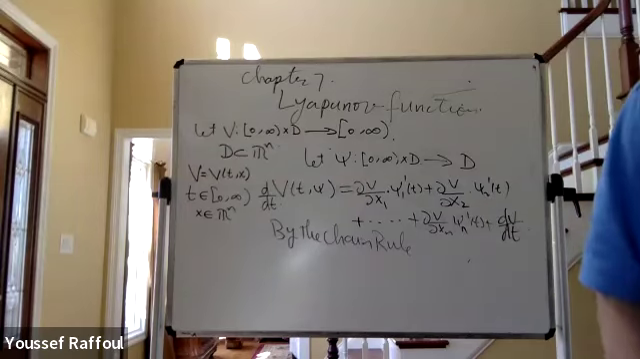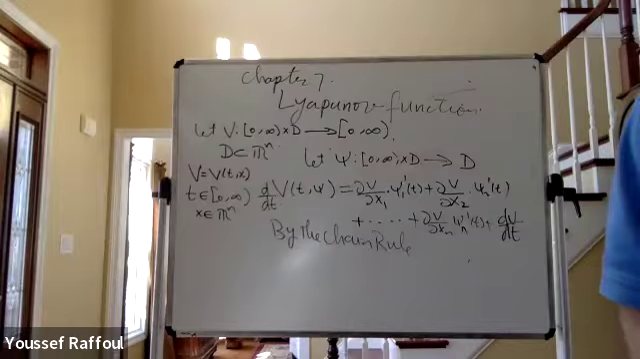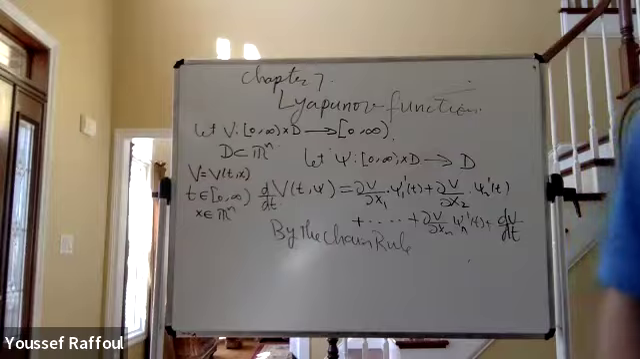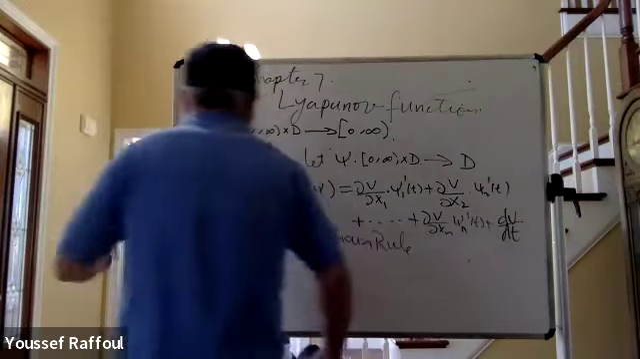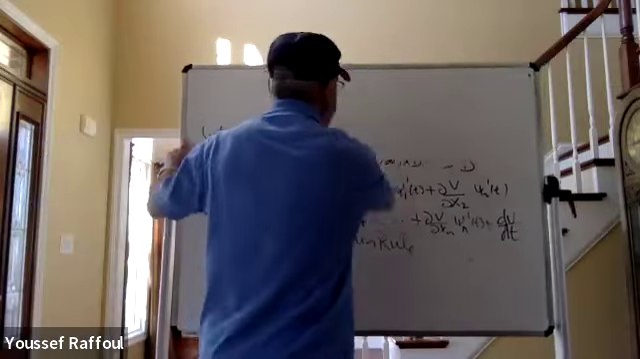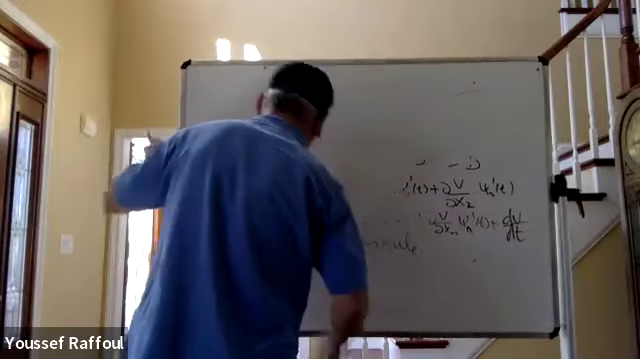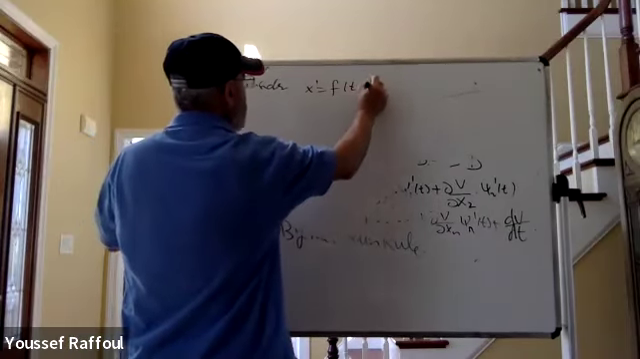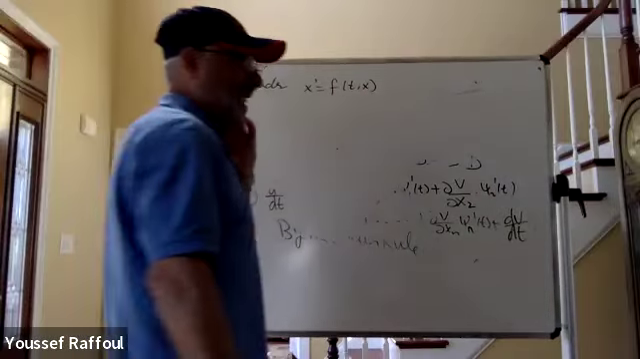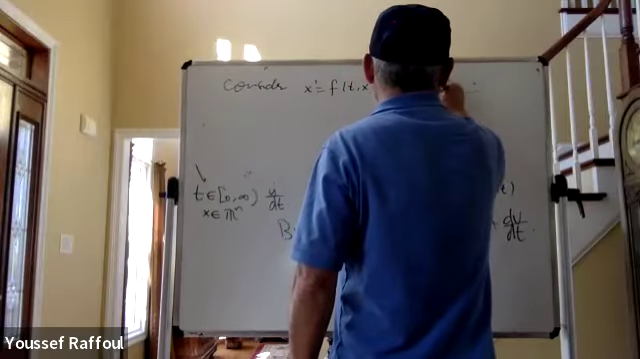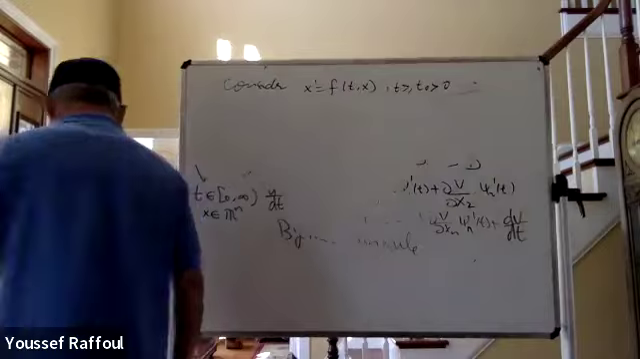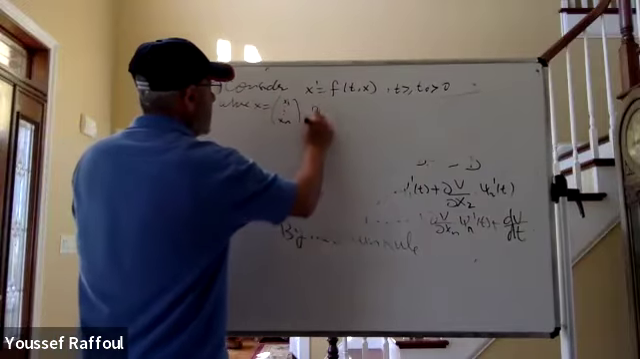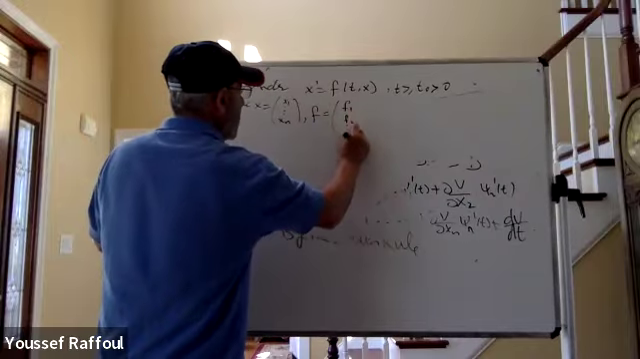So this is using the chain rule. So now let's take a look at, consider x prime equal f of t, x, t bigger or equal to t naught, bigger or equal to 0, where x is x1 to xn and f is f1, f2 to fn.